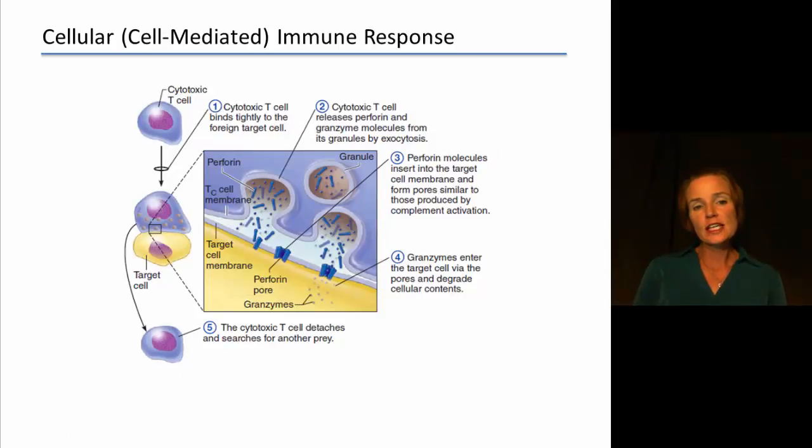In this picture here, we're seeing the cell-mediated immune response. In this response, we have a cytotoxic T cell, and this cytotoxic T cell is going to bind specifically with some foreign target cell. If you look at the zoomed in picture of that, once we have that binding between the cytotoxic T cell and the target cell, the cytotoxic T cell is going to produce and release enzymes, perforin and granzyme, and these are going to result in digesting and degrading of the cellular contents of that target cell that they've attached to.